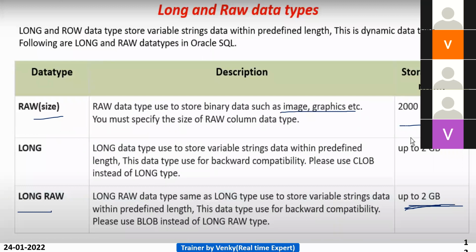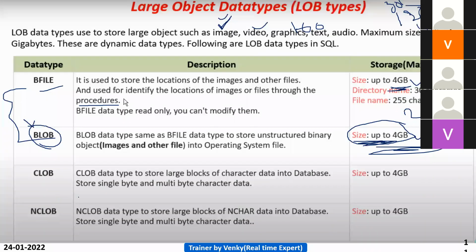The raw is 2000 bytes. B file and BLOB is 4 GB. So Oracle is suggesting that instead of using long raw, use BLOB.